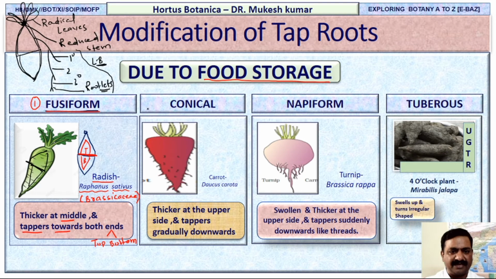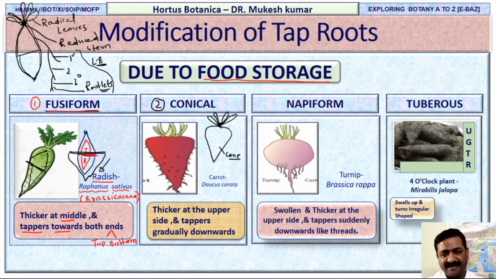Is it clear? Now come to the second one. This is the conical. By name it is very much clear. If you consider half of this taproot, it is a conical structure. It is not broad at the middle. Rather, see, this is the topmost part, this is the origin, and it is tapering only towards the bottom. So it appears like a cone. That's why scientists termed it conical.